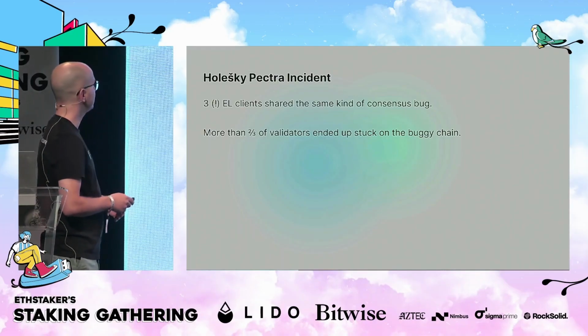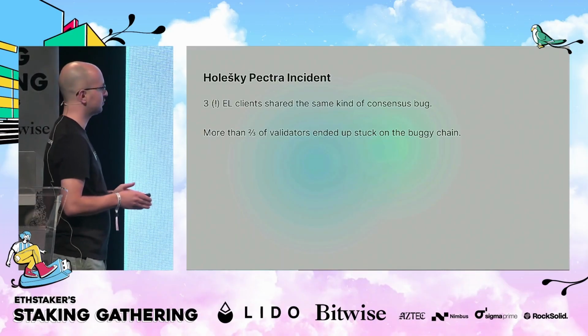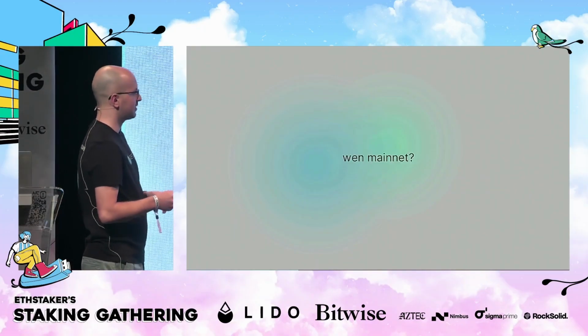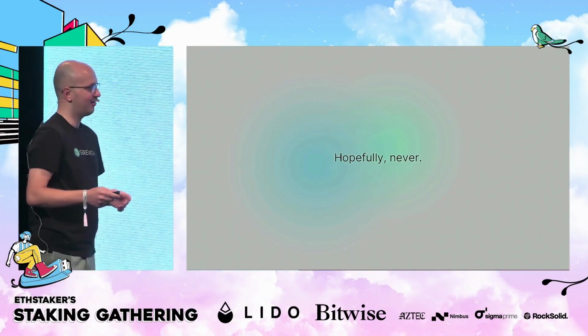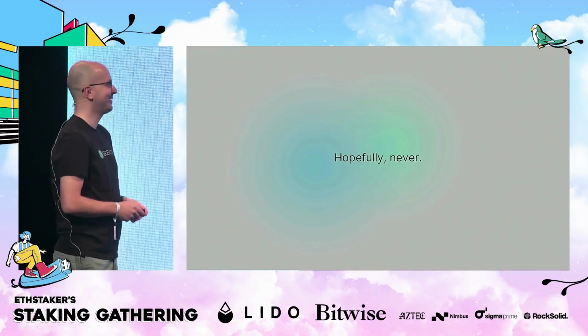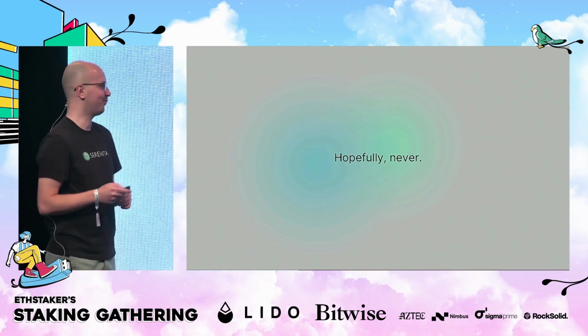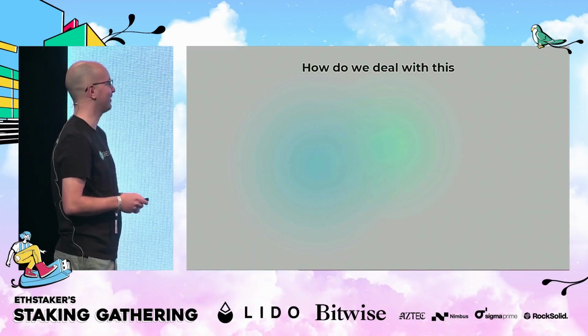Going back to the Holešky incident, in this case we had more than 2/3 of the validators voting for this incorrect chain. When is this going to happen on mainnet, right? We hope it never does. So that's what I'm mainly here to talk about. How do we assure that we don't get that situation on mainnet?